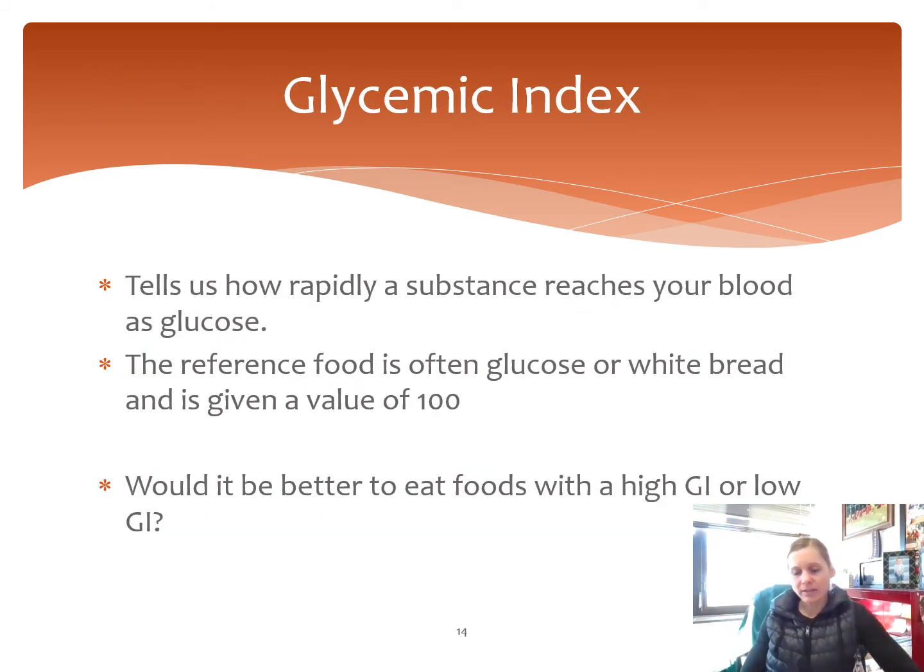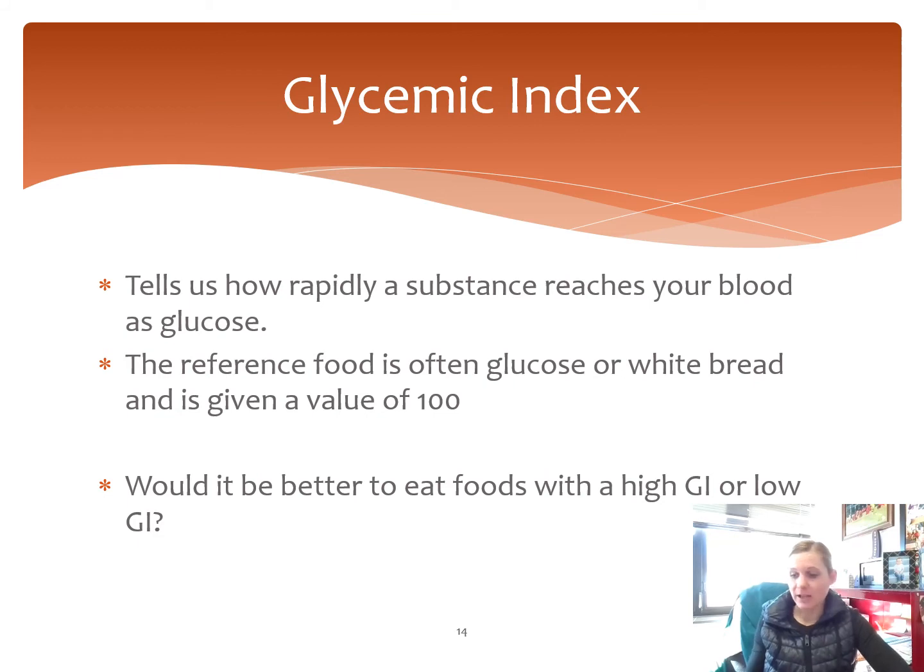Another thing that we want to think about when we apply the use of carbohydrates as it relates to exercise performance is a concept known as glycemic index. Glycemic index essentially tells us how quickly we can take the sugars that we put into our mouth and move those into our bloodstream and convert them into glucose. The reference food for this is one piece of white bread, which has a glycemic index of 100.